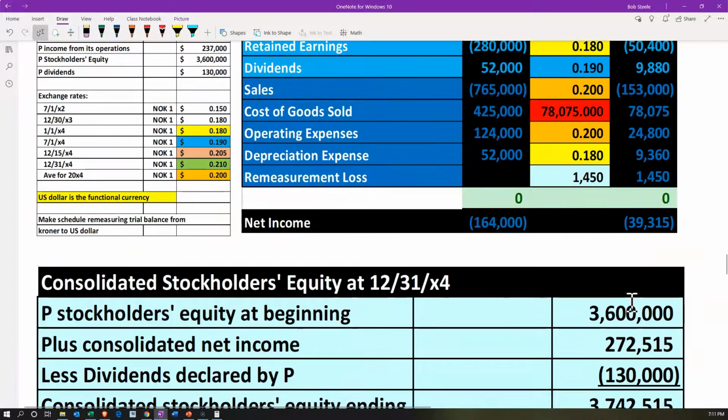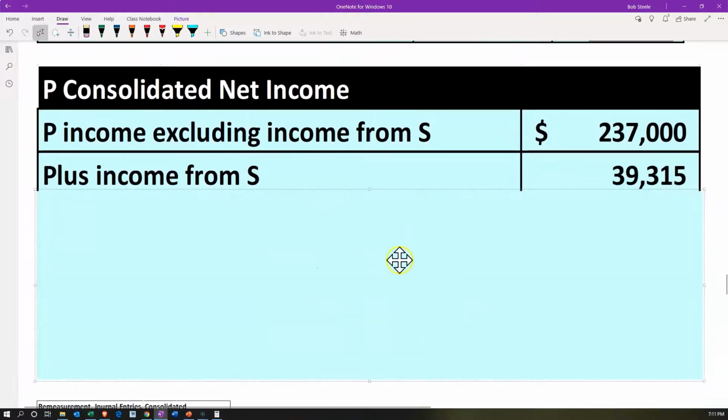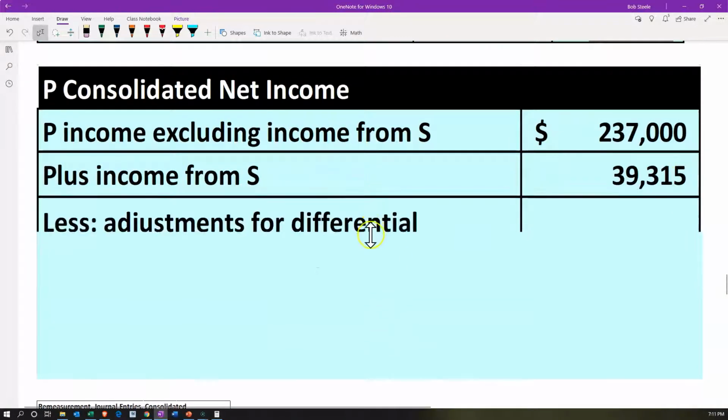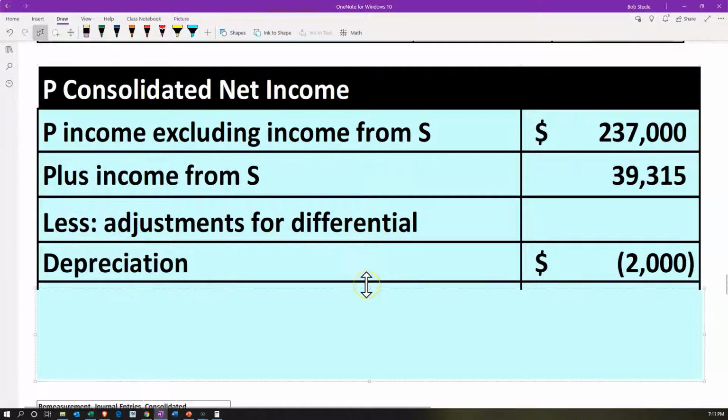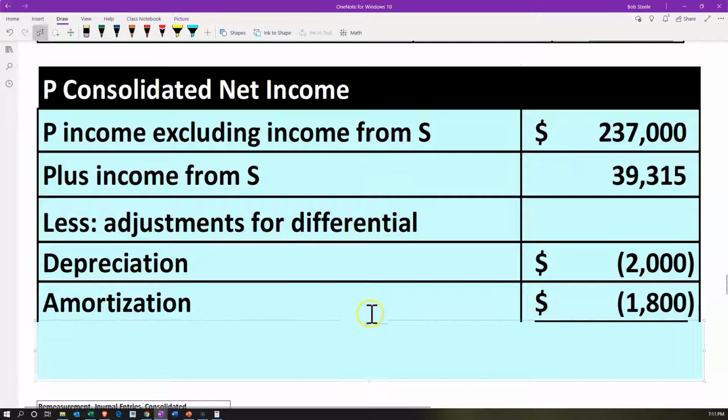So we're going to be taking that 39,315. That's going to include, by the way, the remeasurement loss here. So it's the sales minus cost of goods sold, operating expenses, depreciation, and remeasurement loss, 39,315. That's revenue, not a loss. So we have that. Then we're going to say minus the adjustment for the differential. Now the differential was related to the depreciation and the amortization.